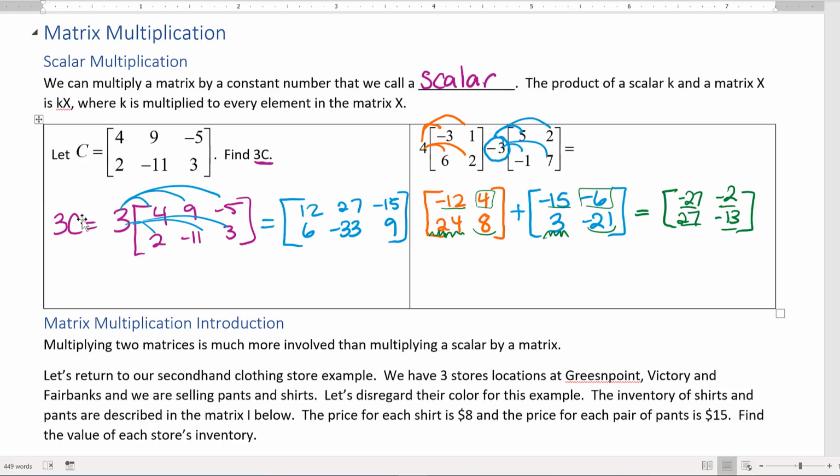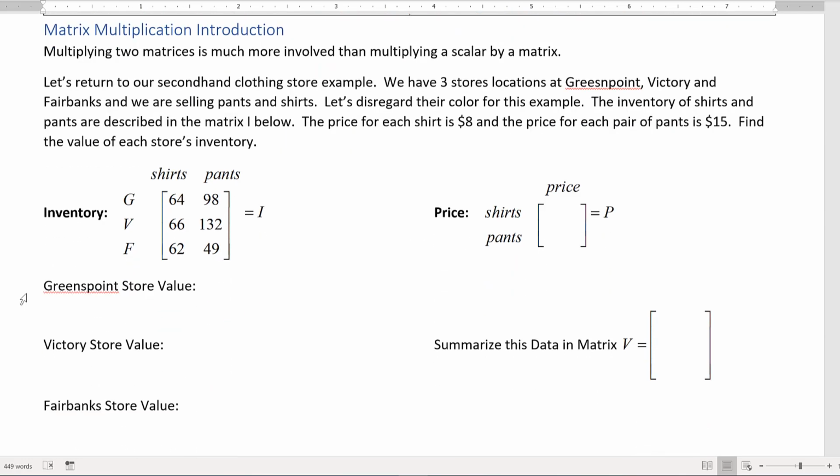Now, matrix multiplication is much more involved than multiplying a scalar by a matrix. So we're going to return to our second-hand clothing store example to give us a summary of what matrix multiplication can look like and why it would be useful. So we have 3 store locations at Greenspoint, Victory, and Fairbanks, and we're selling pants and shirts. Let's disregard their color for this example.